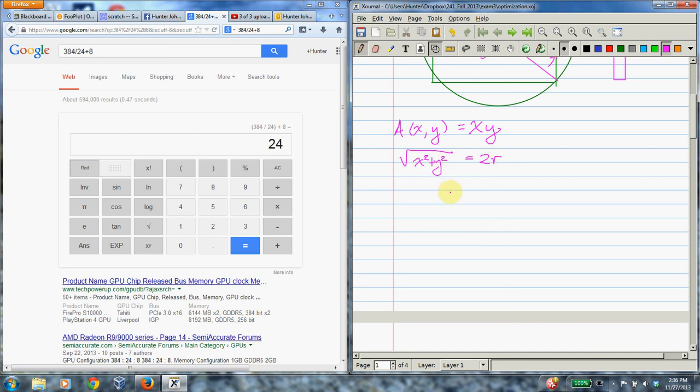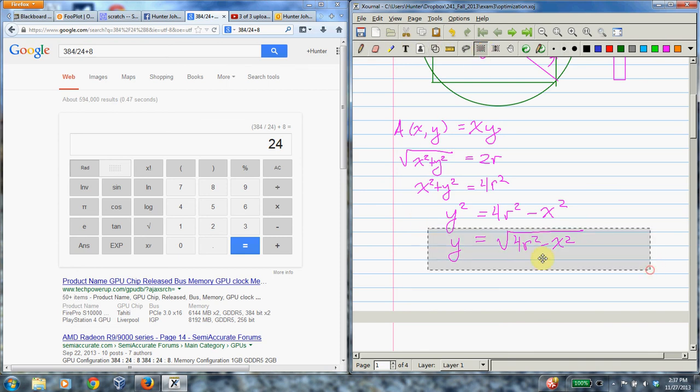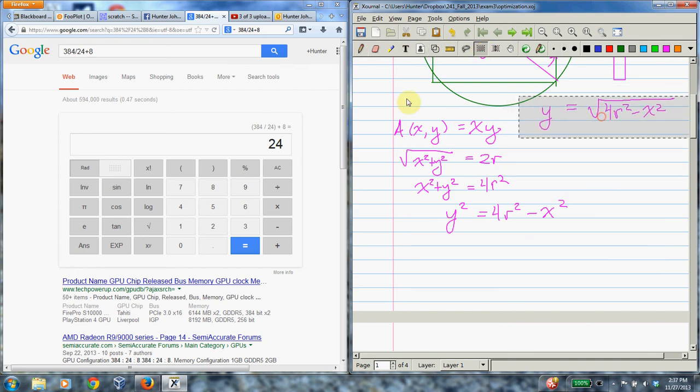So now we just solve for this, right? So x squared plus y squared equals 4r squared, and that means y squared is equal to 4r squared minus x squared, and that means y, you can forget about the negative possibility because this is geometry, and you've got the square root of 4r squared minus x squared. So that is how you eliminate the variable. Let me put it up here and get rid of this work.